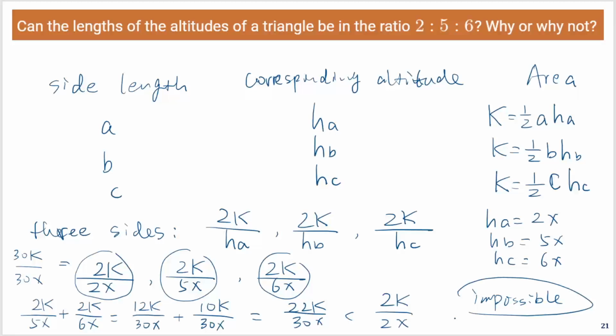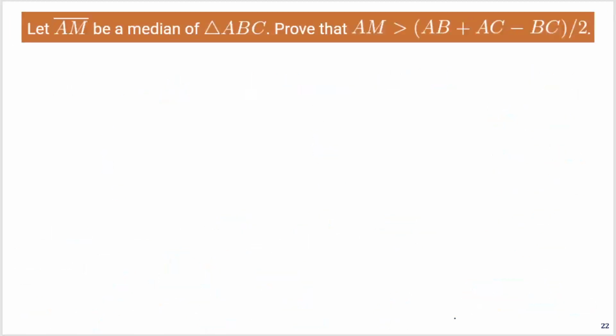Okay, if no questions, let's consider another example. If you let AM be the median of a triangle ABC, can you prove AM is greater than (AB plus AC minus BC) over 2? Okay, let's draw a triangle ABC. AM is the median.